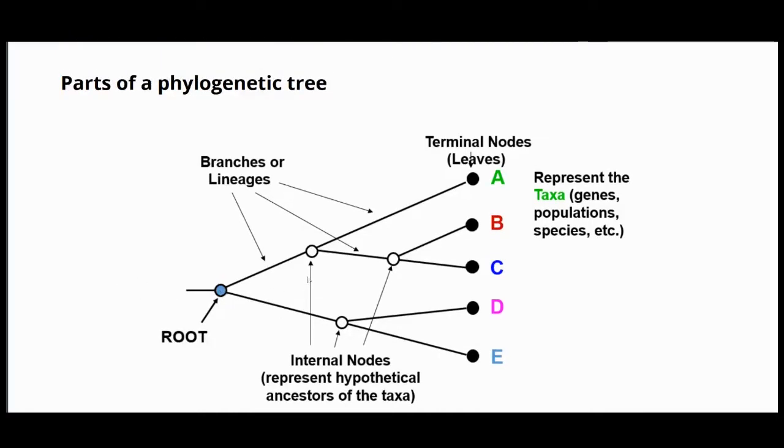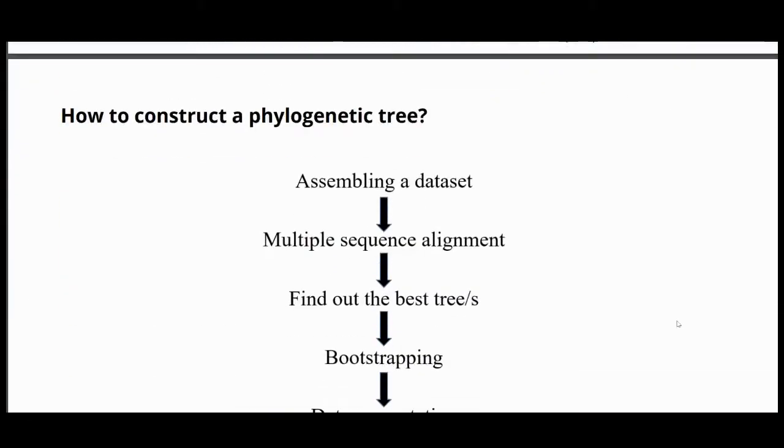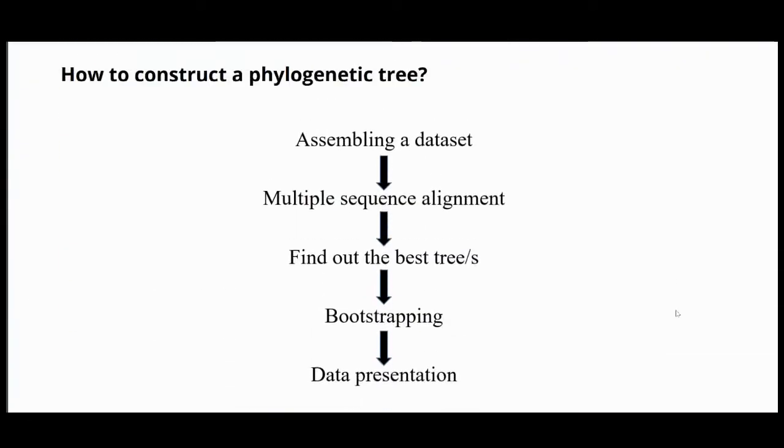So I'm repeating, a phylogenetic tree has a root. The phylogenetic tree has internal nodes. The phylogenetic tree has terminal nodes. Then the branches are connecting these nodes, and the branches give an idea about the evolutionary change that might have occurred. How to construct a phylogenetic tree?